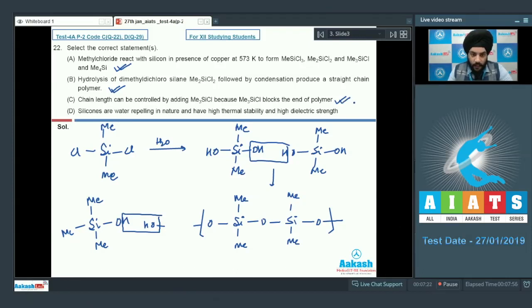We can look at statement D now. The silicones are water repelling in nature and have high thermal stability and high dielectric constant. So students, this statement is also correct. This is the most important property of silicones. So they are water repelling and they have high thermal stability and high dielectric strength. So students, we can see that all four of these options for question number 22 are correct, and we have to select all of them as the correct answer to this question. Let us look at the next question.